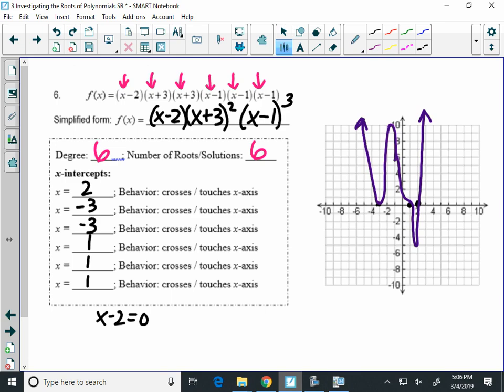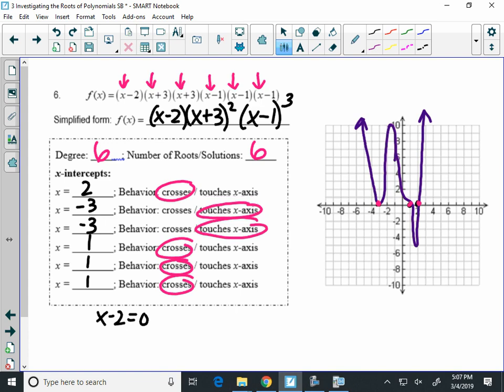All right, let's see what happens. At x equals 2, I cross through the axis. At negative 3, I touch and bounce off the axis. And then at 1, even though I squiggle, I cross through there.